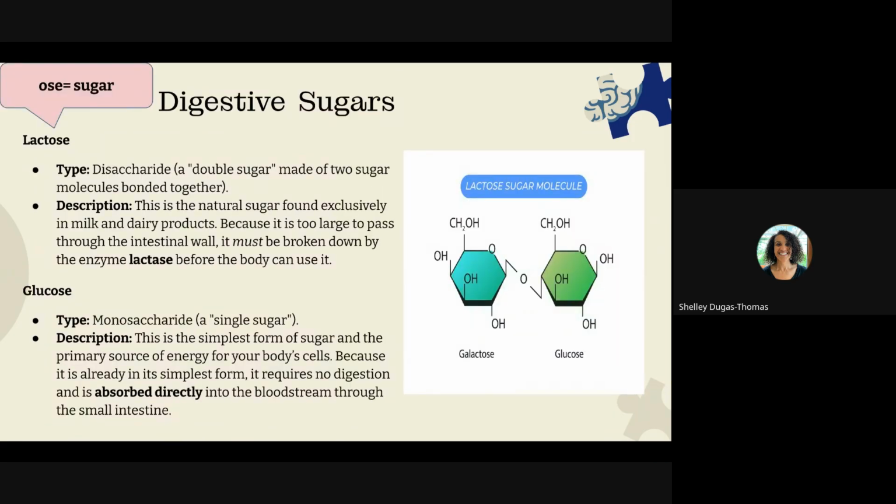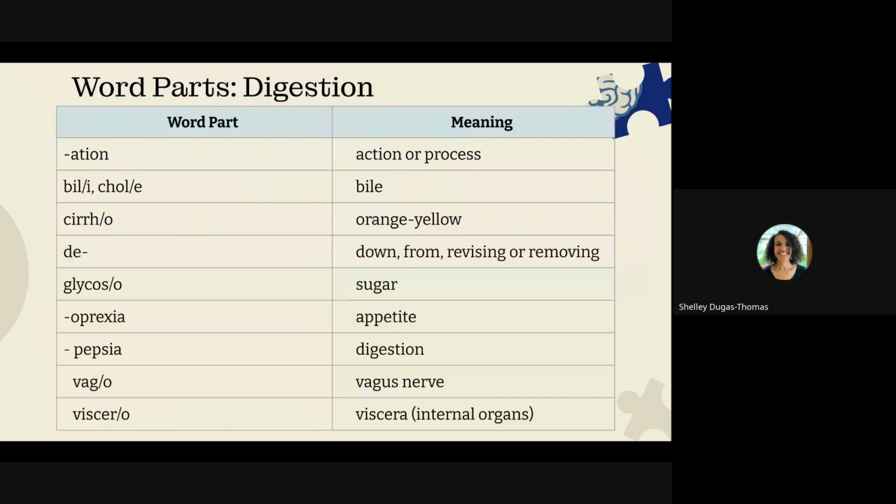So here are our digestive sugars. The first one is lactose, so -OSE, meaning sugar. So you have a disaccharide, which stands for two saccharized sugars. When lactase, the enzyme, breaks it down, it splits into two monosaccharides, mono meaning one: galactose and glucose. Glucose is the simplest form of sugar, immediately ready for cellular absorption.